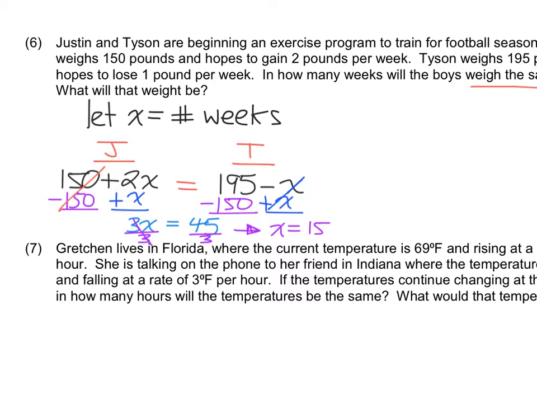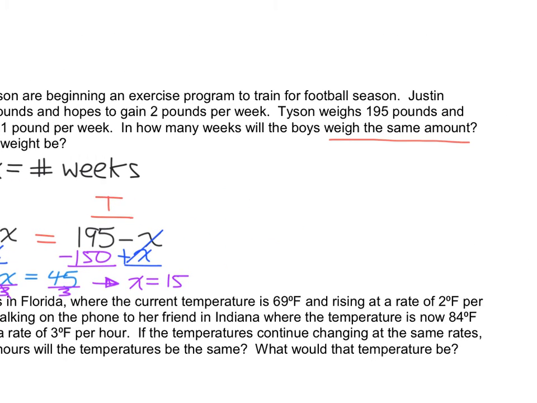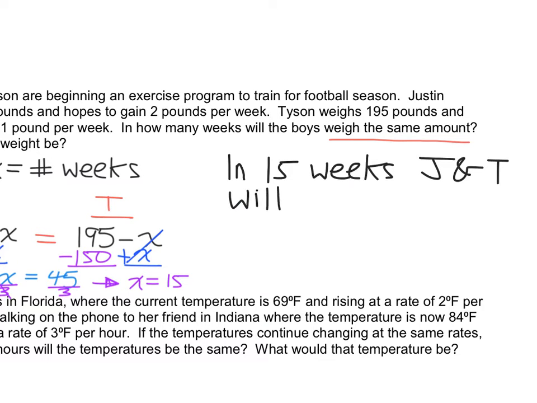So what we're going to say here is a rephrasing of the question. In 15 weeks, Justin and Tyson will weigh the same. If you want to use J and T as abbreviations, that's fine. Do you have to include how much they will weigh? We'll get to that in a second. In 15 weeks, J and T will weigh the same.